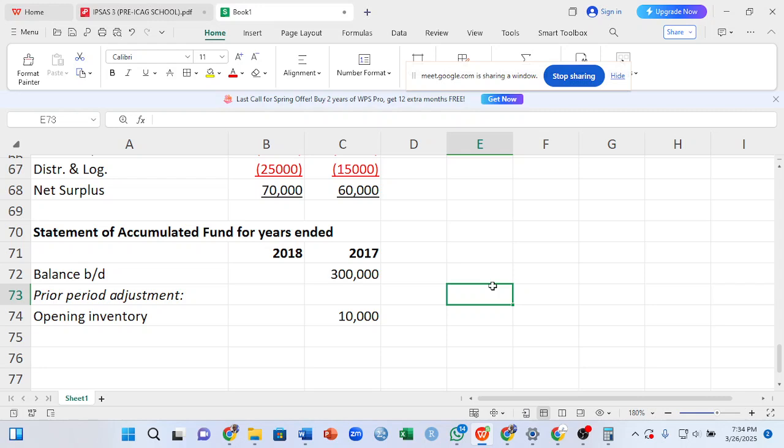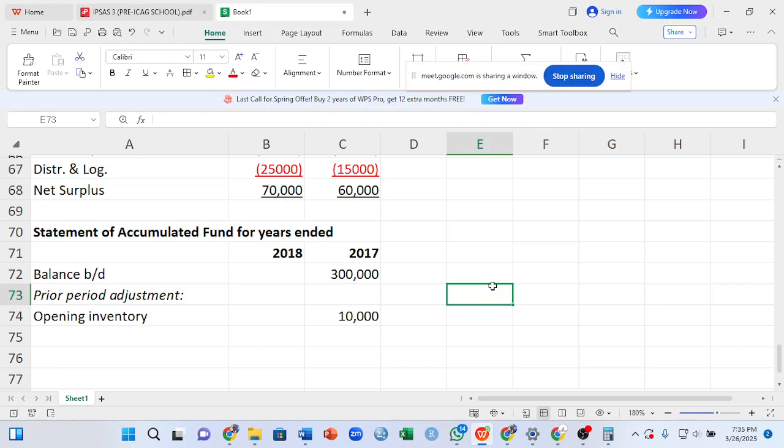Are you sure? Yes, because the closing stock will be lessened from it. We are doing opening, because we are going to add the opening. Sorry, so the profit here has been understated by the 10,000. Are you sure it's understated? So we need to add it. Yes, we need to add it back. When we add it back, then we less the closing stock. It will give us a true reflection of the accumulated fund.